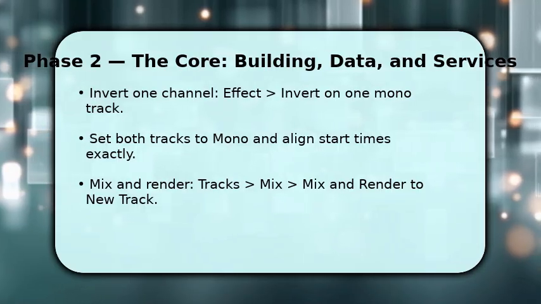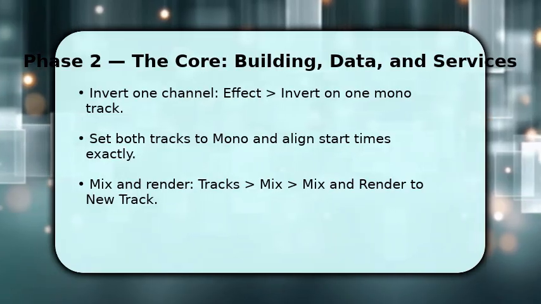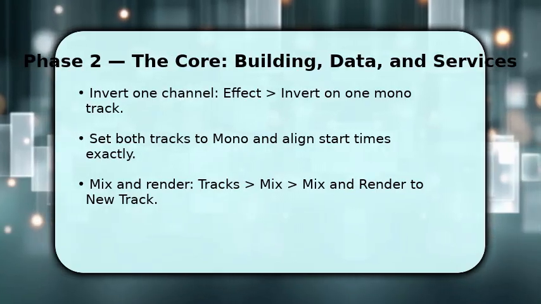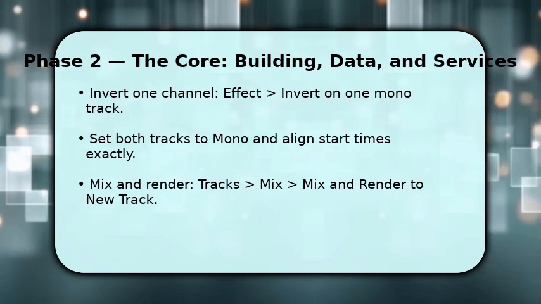Set both track voices to mono and then go to Tracks, Mix and render to new track. Once done, listen to the new mono result. Centered instruments should be reduced, revealing more of the off-center audio and isolated elements you want.